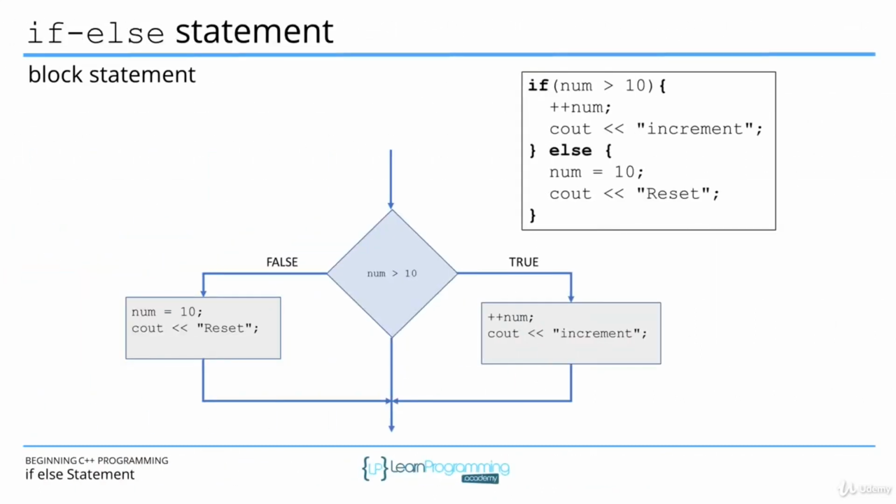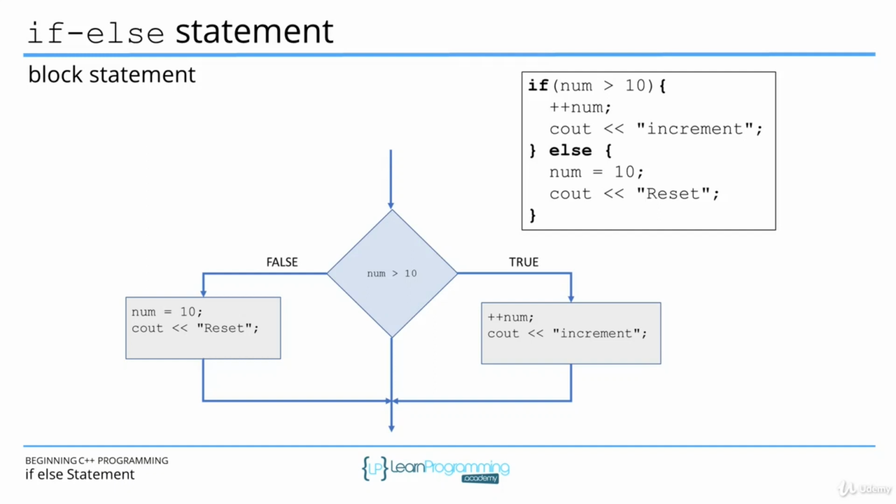Here we could see sample code along with a flowchart that visually shows the flow of control. Notice that in this example, we're using 2 block statements in the if-else statement. So if num is greater than 10 is true, we execute both statements in the block. We increment num and we display increment. If num is not greater than 10, then we assign 10 to num and display reset. Regardless of which block statement executes, we continue processing.